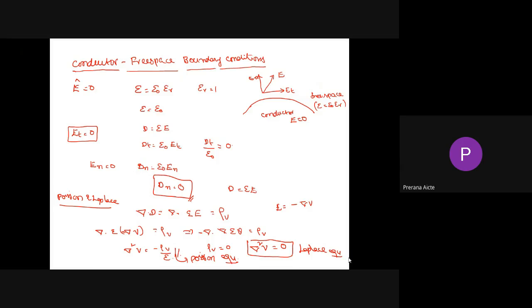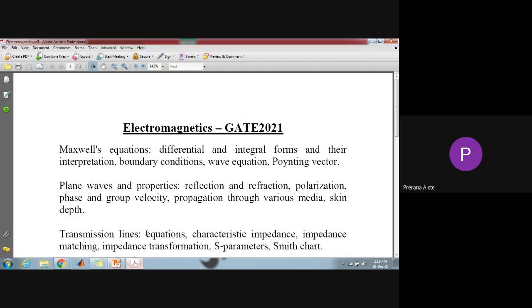Next, I will go for plane waves and properties. In that, we will see the wave equation, Poynting vector, reflection, refraction, polarization, phase velocity, and group velocity.